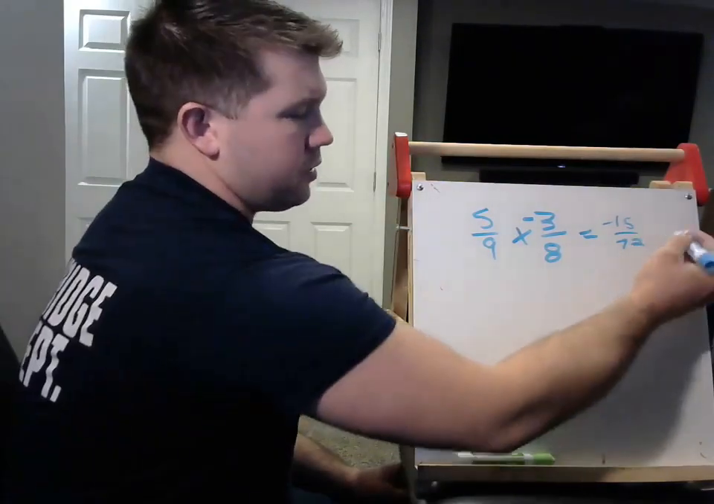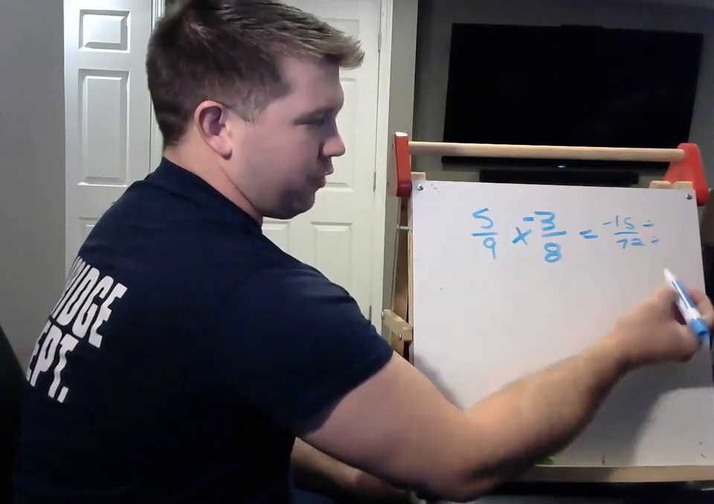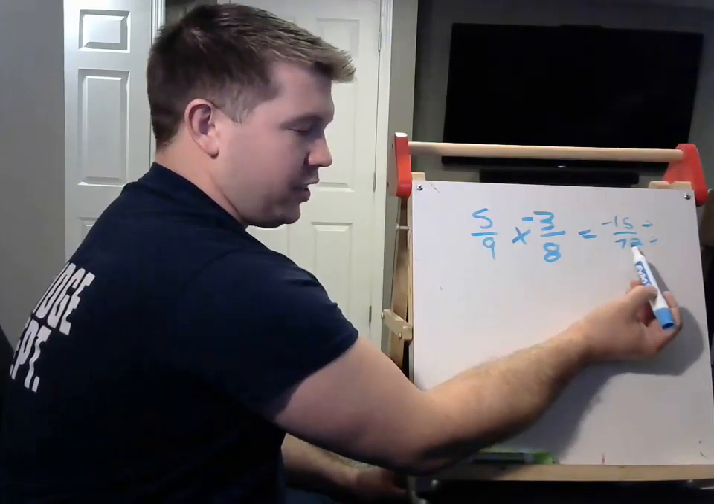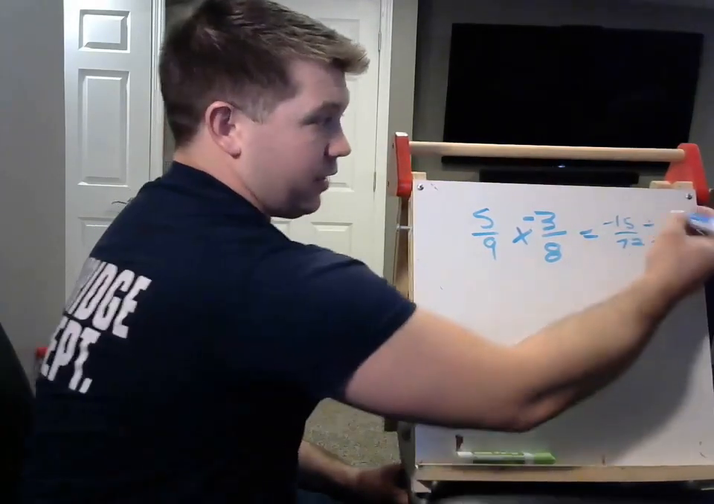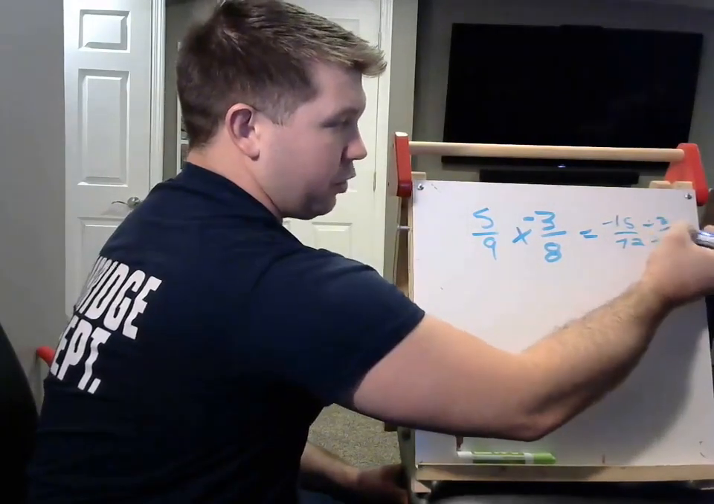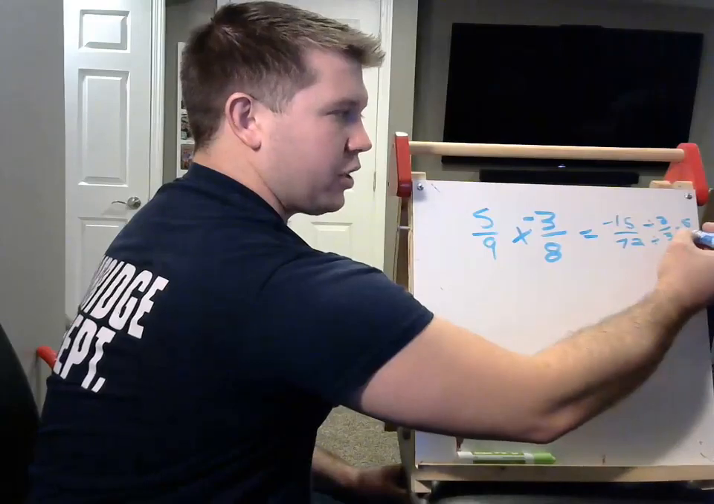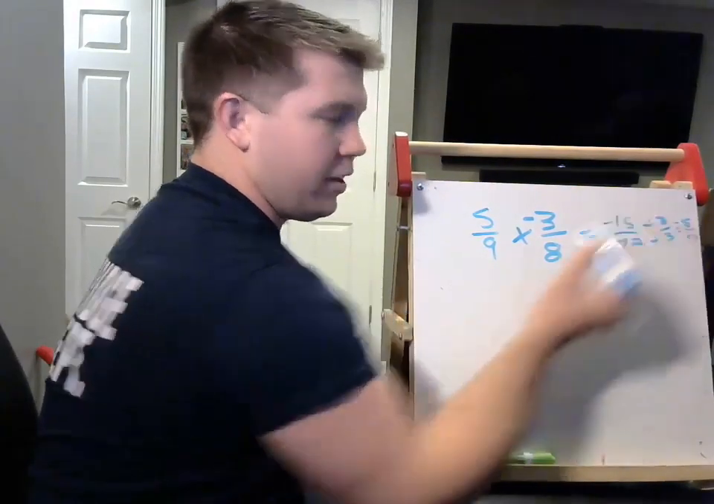So in this case, I still need to reduce this. Now, luckily, because I know my multiplication facts, I know that 15 doesn't go into 72. 5 doesn't go into 72, but 3 does. So that's a factor they have in common. So I can divide the top and the bottom by 3, and I get 5/24, and it's a negative 5/24 because I carry that negative with.